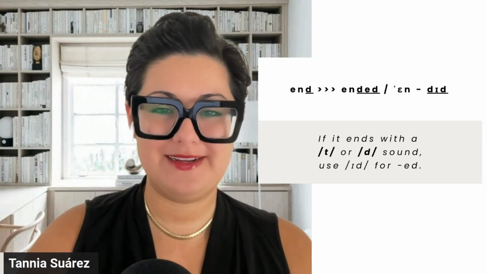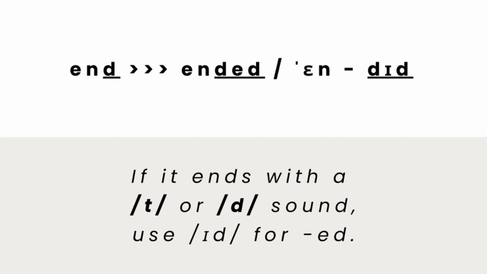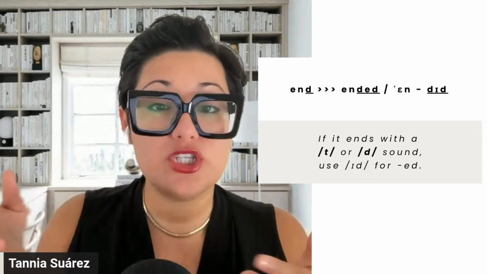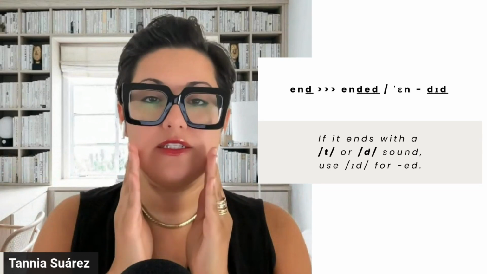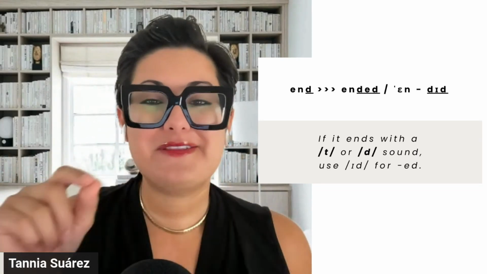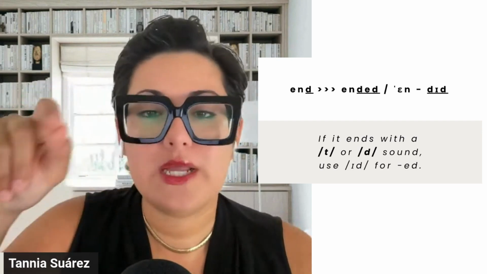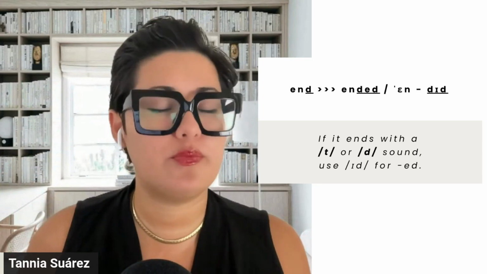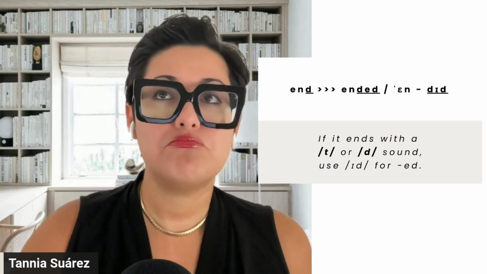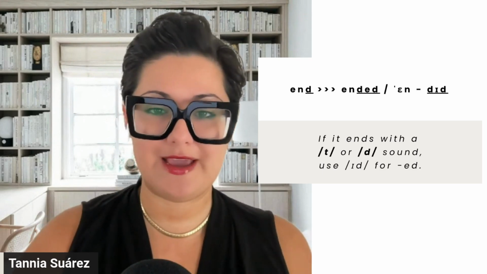Let's try another one. Here we have end, becomes ended. Ended. And look, it looks just like did. So you can say did. Did he do it? Ended. So this is where even if you don't know what the phonetic symbol means, at least you can see the two E's are pronounced slightly differently. And that's going to help you clarify any questions you might have.